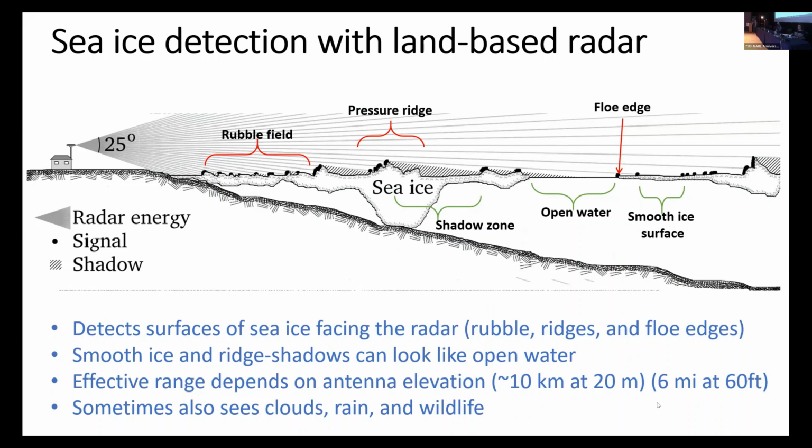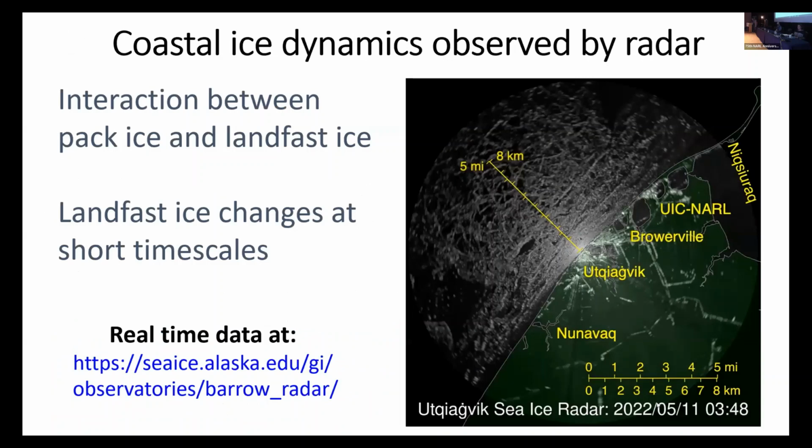So in the imagery that we're about to see, dark doesn't always mean water. It could mean smooth ice as well, but bright is almost always ice, unless there's waves on the surface of the ocean, but I'm not going to show any data of waves. So in what's coming, white is ice and dark might be ice or might be open water.